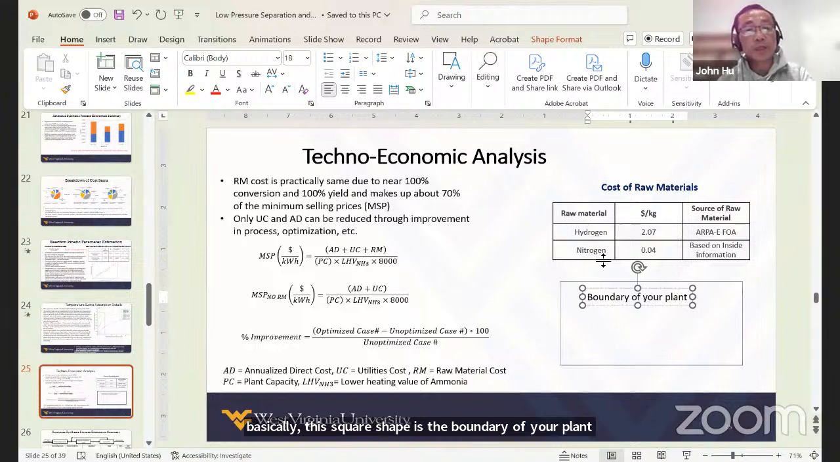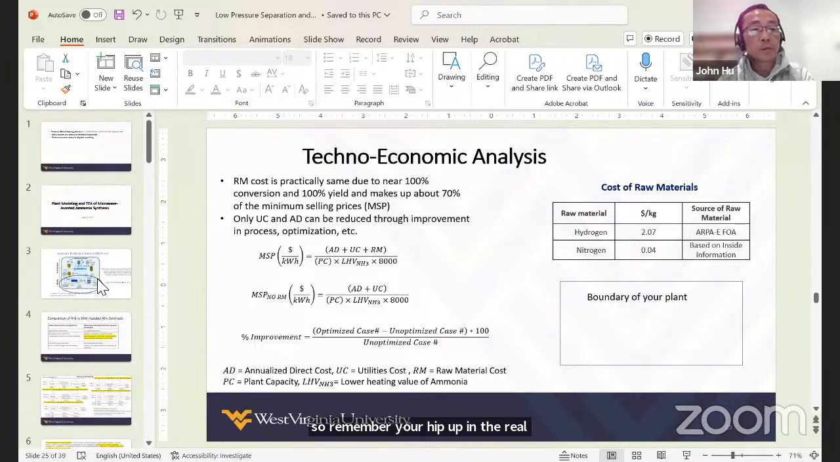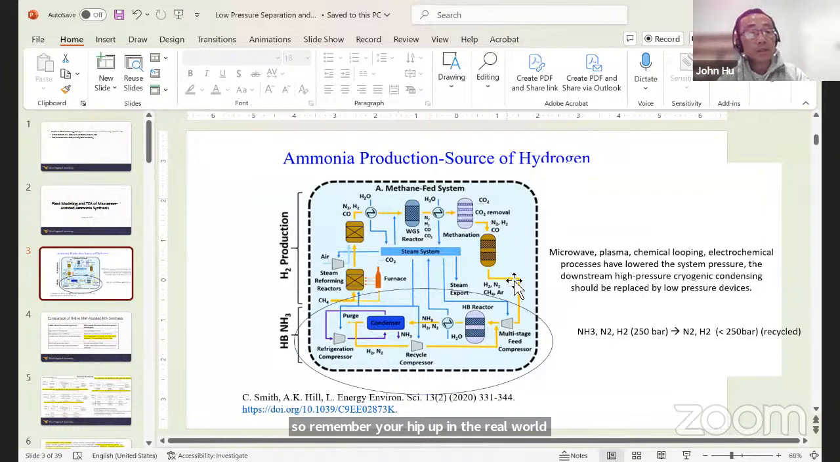Let's look at the nitrogen and hydrogen. In the real world, the hydrogen is within your boundary. Your ammonia plant has to have a hydrogen production unit, and within your boundary you also have to have the air separation. But in modern ammonia plant operation, because air separation is actually very expensive, you may not need the air separation unit. There's a trick you can play.